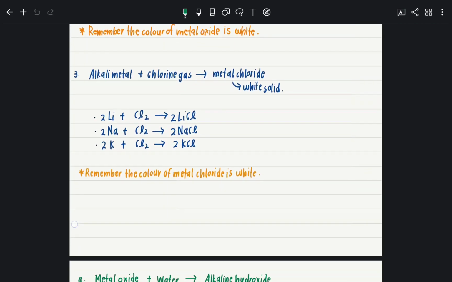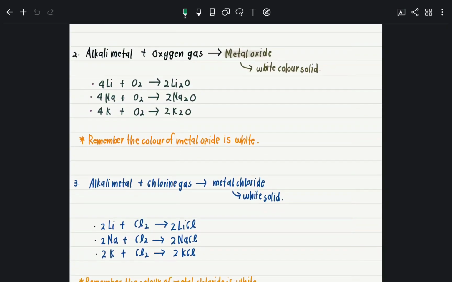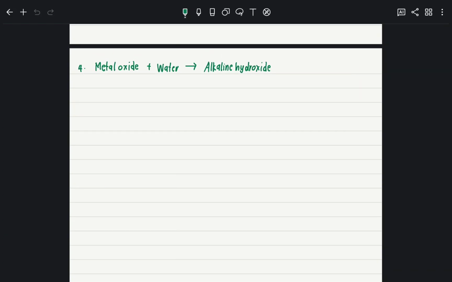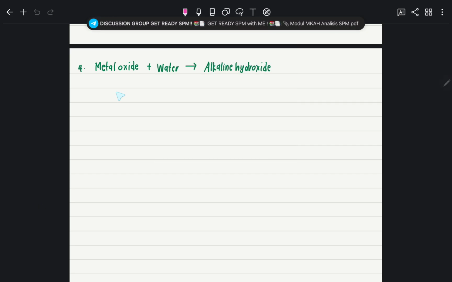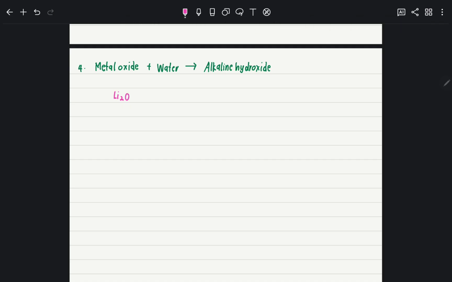Okay, let's say your metal oxide kat step nombor 2 ni is lithium oxide, right? Okay, so you take this lithium oxide, Li2O, plus with H2O. So when dia react dua-dua ni, it will form alkaline hydroxide. So your alkaline metal is Li dan OH. Then cuba tengok, ni dua lah, balance lah.